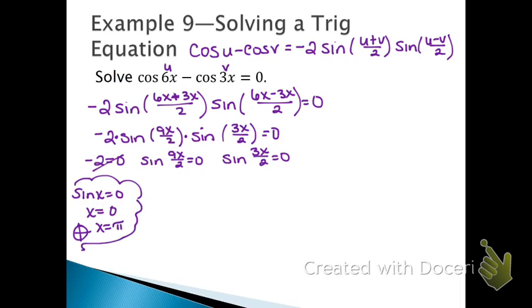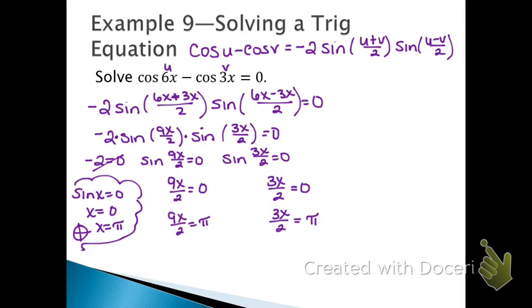Alright, but now I don't just have an x I'm taking the sine of. I'm taking sine of 9x over 2. So this tells me then that 9x over 2 is going to equal that 0. And 9x over 2 is going to equal pi. Same thing for the second piece here. Don't box those yet. Those aren't final answers. So 3x over 2 is going to equal 0, and 3x over 2 is going to be equal to pi.